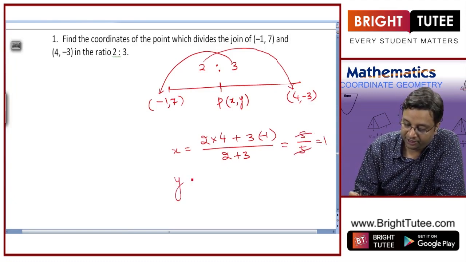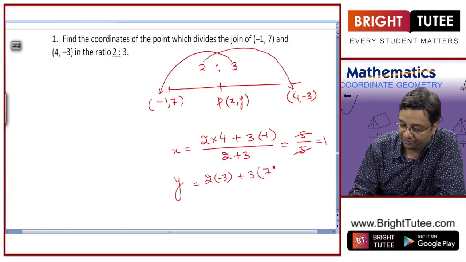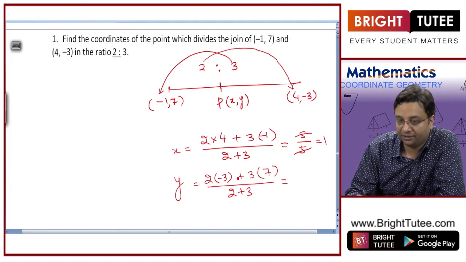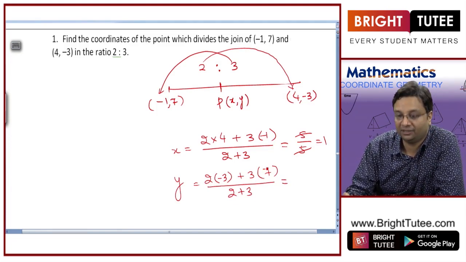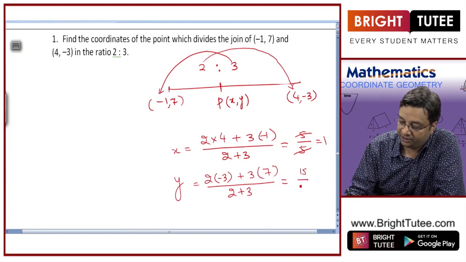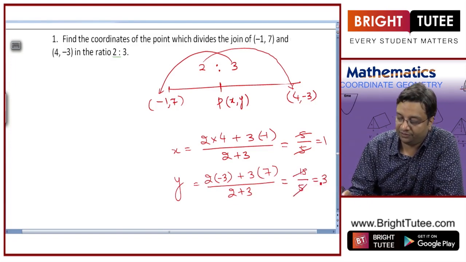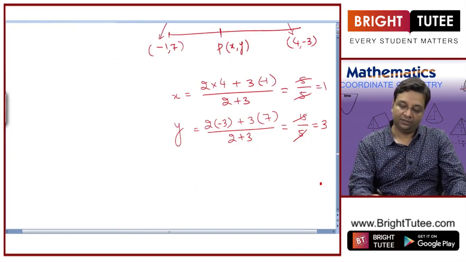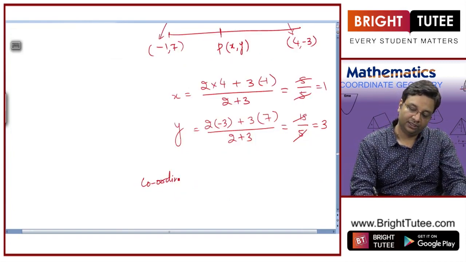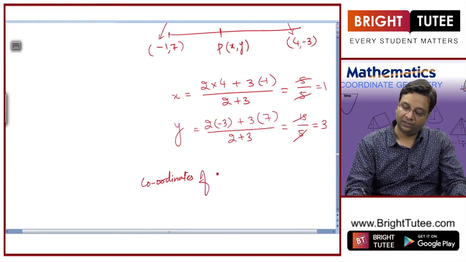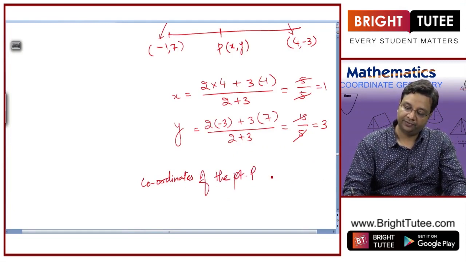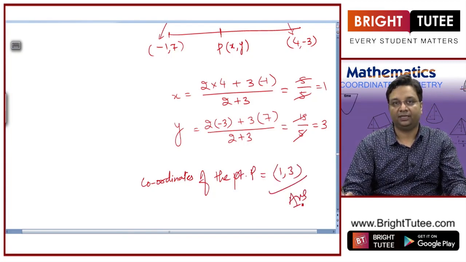So what will be the y coordinate? This 2 gets multiplied with -3 plus 3 gets multiplied with 7 divided by 2 plus 3. So this is -6, this is plus 21. 21 minus 6 is 15. 2 plus 3 is 5. So it will give you 3. So the coordinates of the point P are (1, 3). So this is your final answer, right?